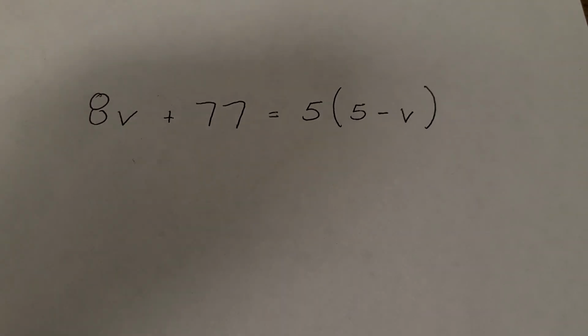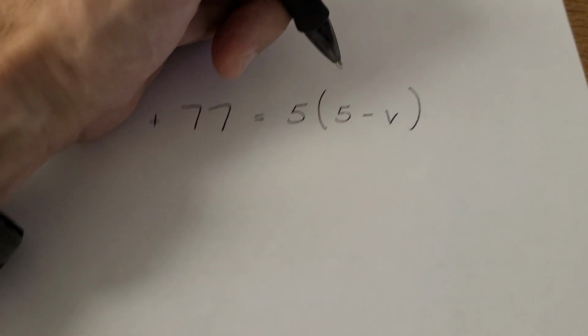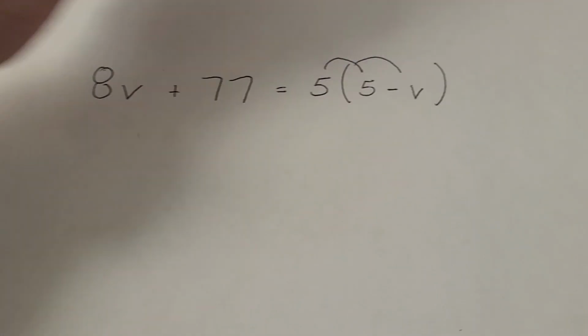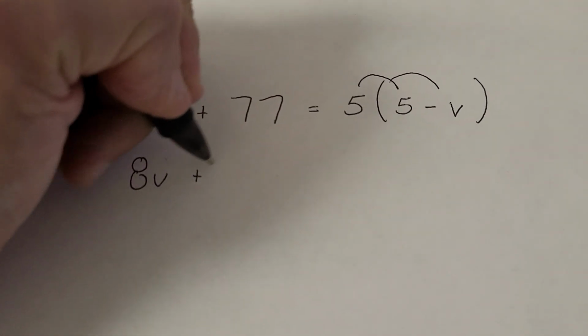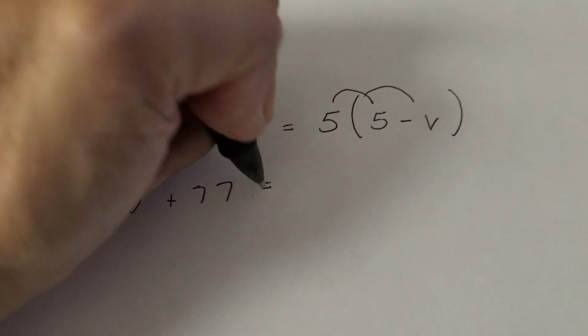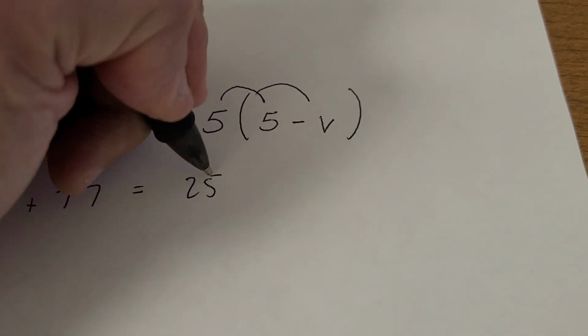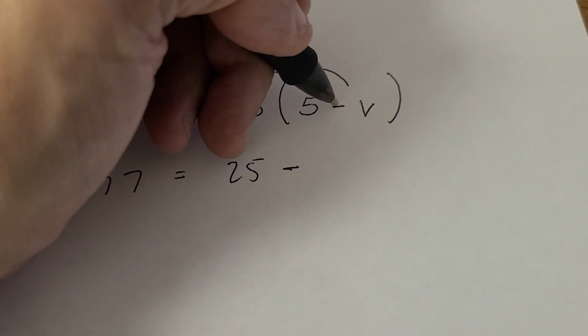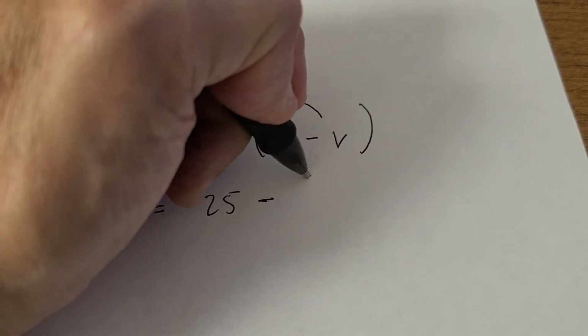All right, if you notice we have a v term here and another v here. So let's go ahead and, first of all, distribute the 5 here. I'm just going to rewrite this. 8v plus 77 equals, now I'm going to distribute. 5 times 5 is 25 minus, see the minus sign? I'm just going to write the minus sign here. And then 5 times v is actually 5v.